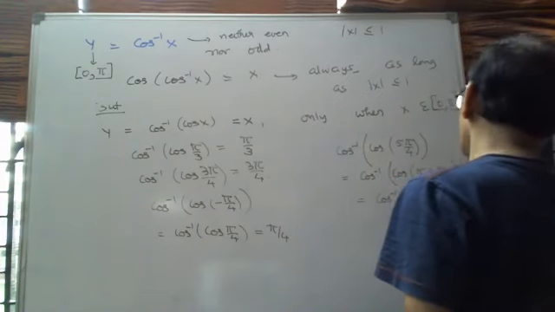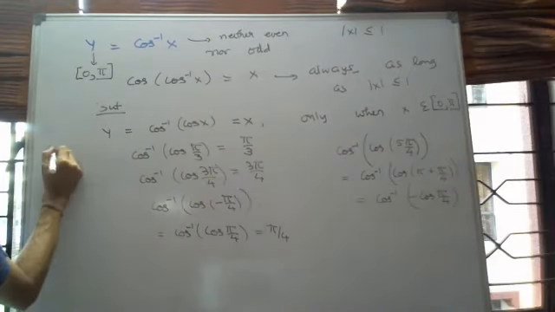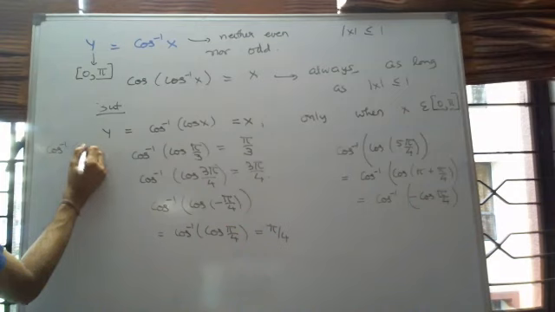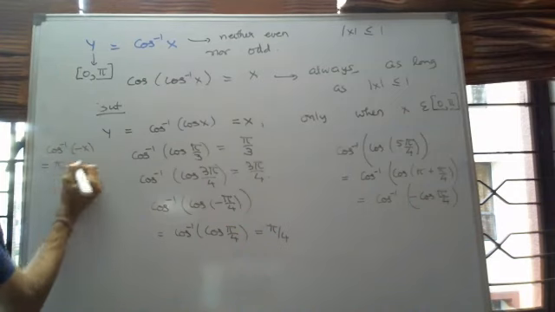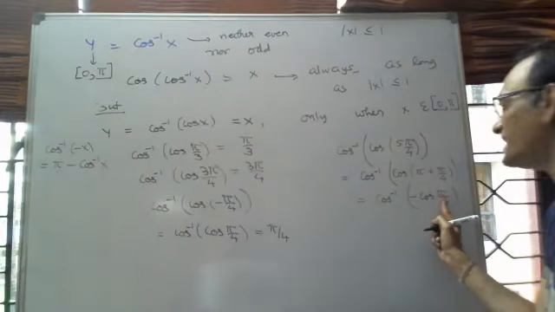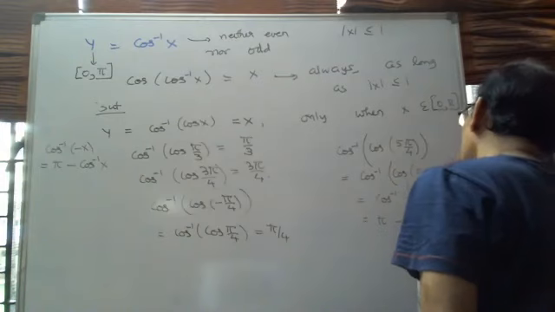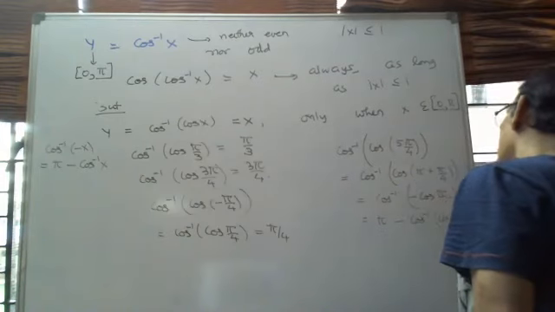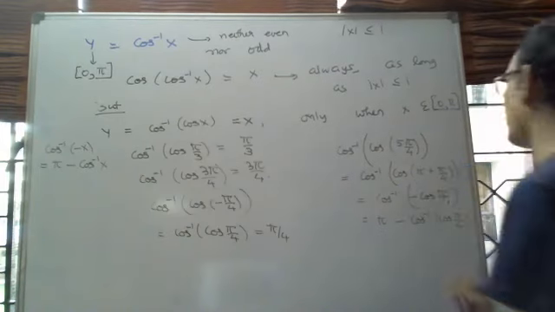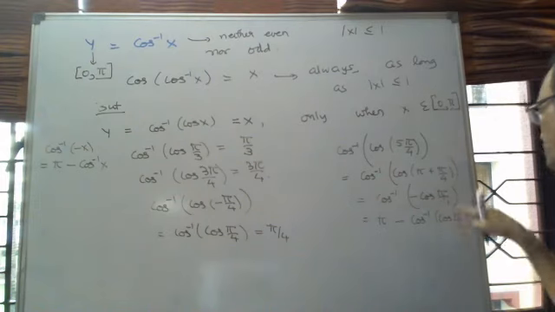Now the whole problem is this. Cos inverse of minus x, what will it become? It will be pi minus cos inverse x, right? So this cos inverse of minus x will be pi minus cos inverse x. Cos inverse minus x is what? Pi minus cos inverse x.